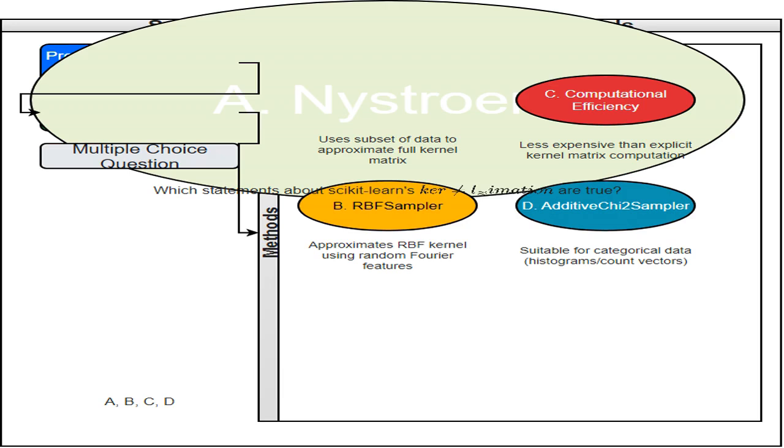The Nystrom method is like taking a smaller, representative sample of your giant dataset. I use that sample to construct a smaller, approximate kernel matrix that stands in for the whole thing. It's super efficient for handling huge datasets.